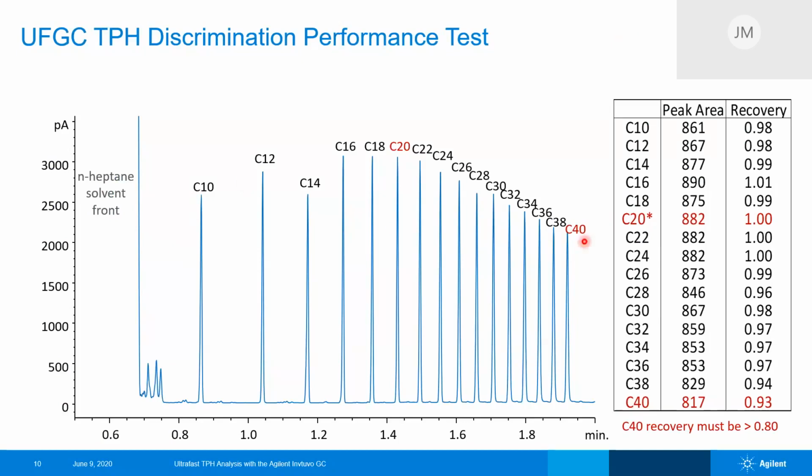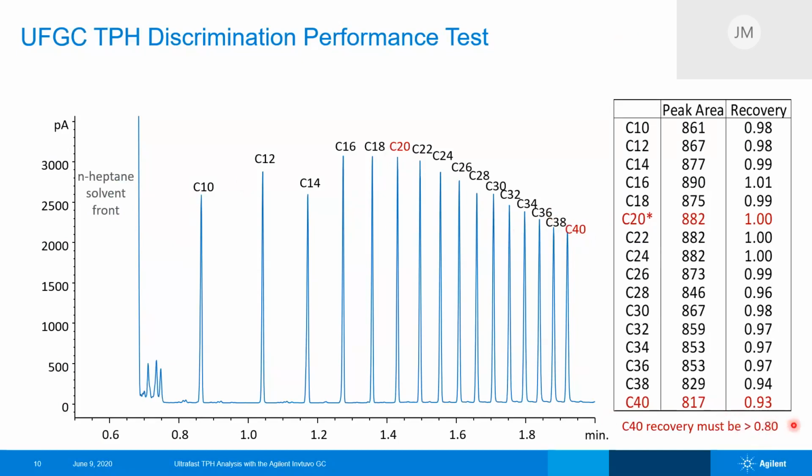Now, according to the method, you look at your C20 peak, and that becomes your reference. So that has a defined recovery of 1. And then you look at the C40 peak, and you ratio the area between the C40 and the C20, and that ratio has to be greater than 0.8. And you can see here for this run, we're getting 0.93.